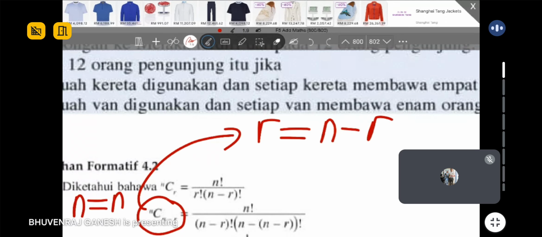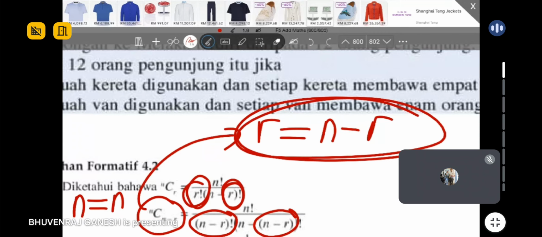Remember, guys, for this question, your R value is the whole thing at the bottom. N minus R. So that means R factorial, you must substitute with N minus R factorial. And the second part, N minus R, this R, you substitute with N minus R factorial. Boleh dapat, guys? Make sure kamu gantikan yang ni. Jangan gantikan R sahaja. Masuk is N minus R. Okay?